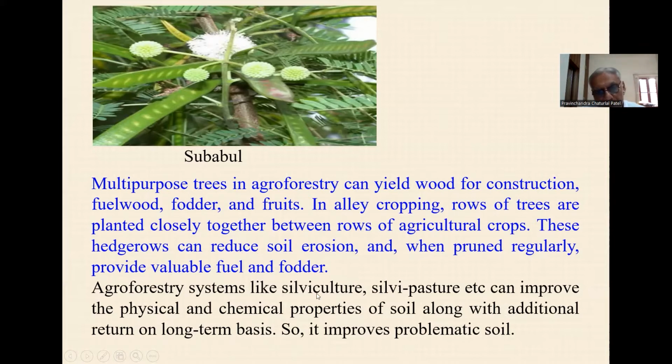Agroforestry systems like silviculture, silvipasture, etc. can improve the physical and chemical properties of soil along with additional returns on long-term basis. So it improves problematic soil. So by growing agroforestry trees, silviculture or silvipasture, we can improve the soil physical and chemical properties, and we can improve the soil fertility. And it is also used for reclamation of saline soil or alkaline soil.